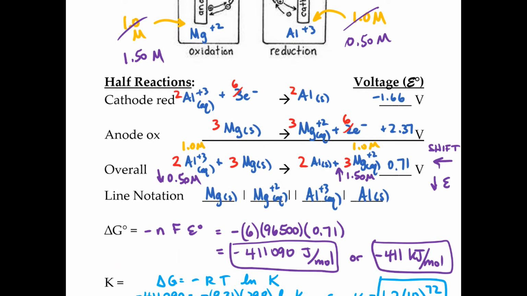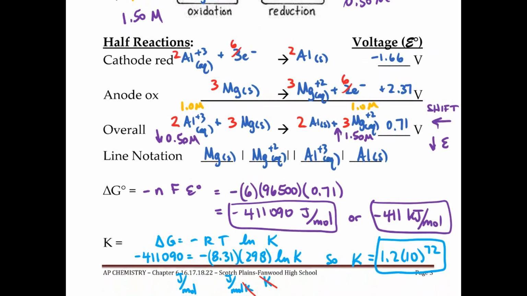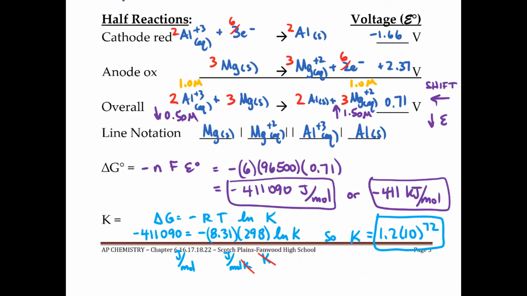I'm not going to address the purple numbers yet. We're going to come back to those up there, okay? So let's just look at the delta G and the K. Find the equilibrium constant K and the delta G. We learned these equations on the last page. So delta G equals negative NFE. N is the number of electrons, which is 6. A Faraday is 96,500, always, coulombs. The voltage was 0.71. That's what you figured out over here. And this is in joules, of course, per mole. So you can make it negative 411 kilojoules per mole.